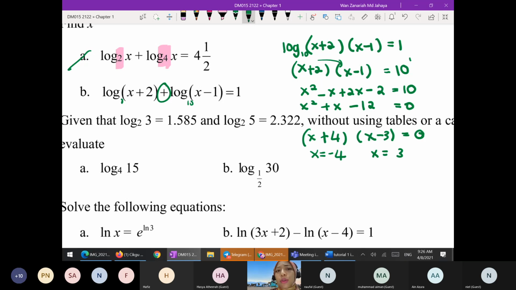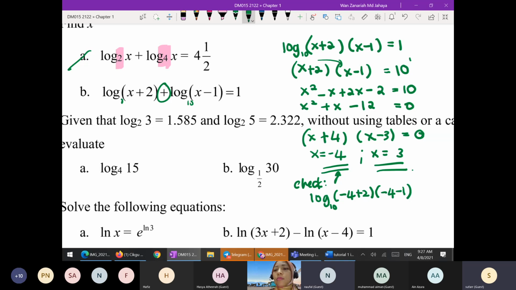Okay, so since you have two answers, you masukkan. Mana satu jawapan yang dapat satu? Kedua-dua pun dapat satu. Cuba tekan. Boys tekan masukkan negative 4 ke dalam persamaan, negative 4 plus 2, ni negative 4 minus 1. Yang girls masukkan 3 minus 1, 3 plus 2. Dapat tak satu? Math error. Okay, yang negative 4 math error. Yang equals to 3, dapat perpuluhan.